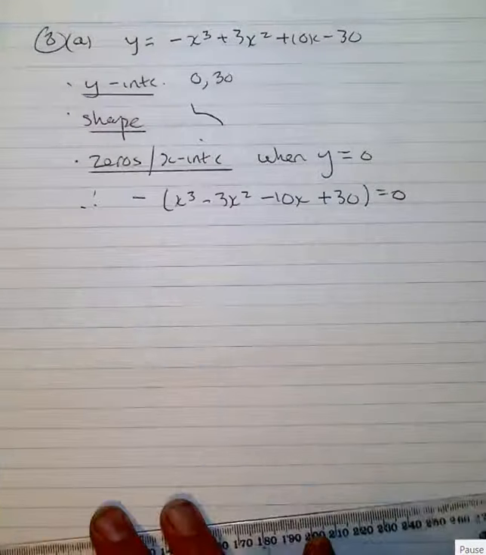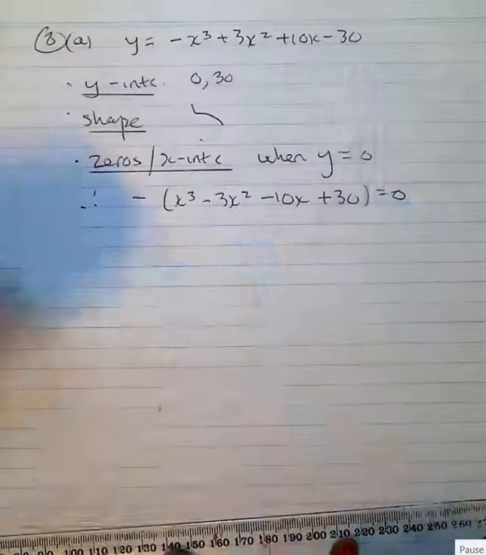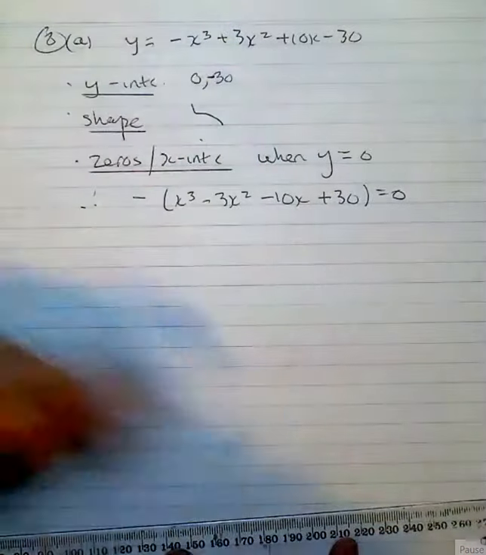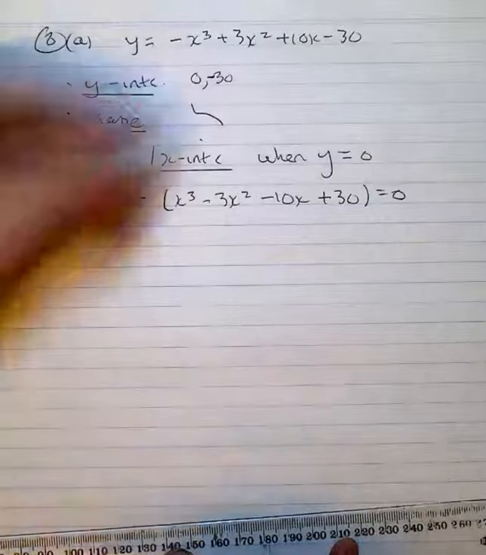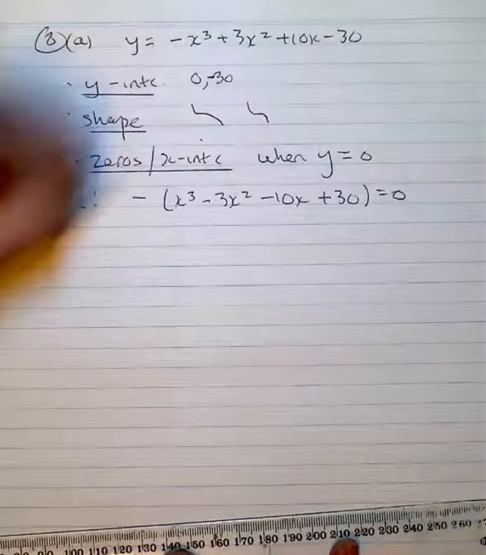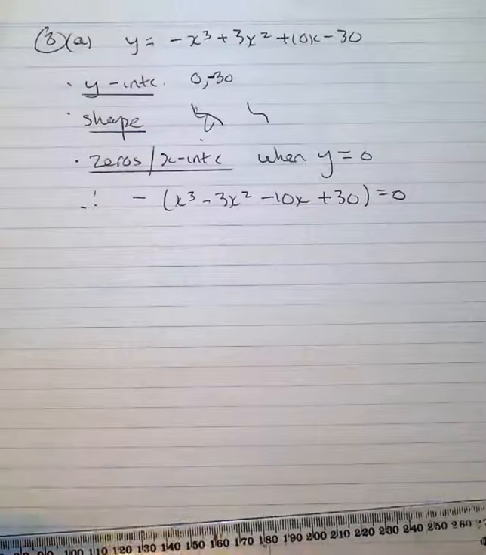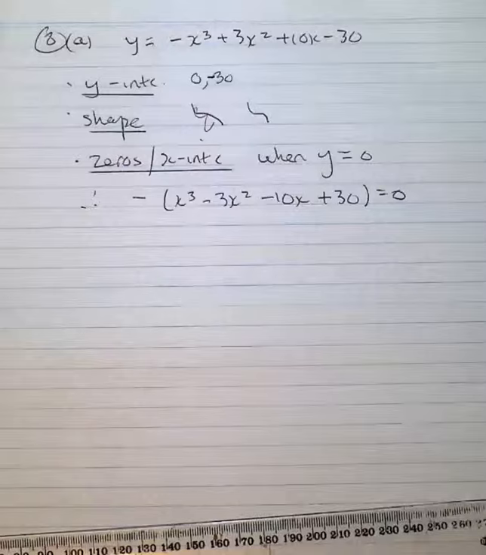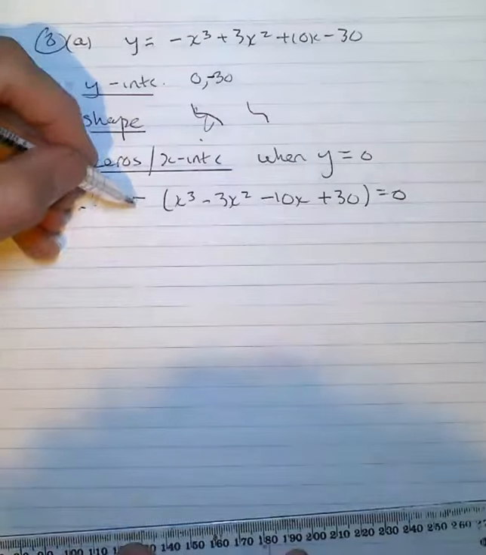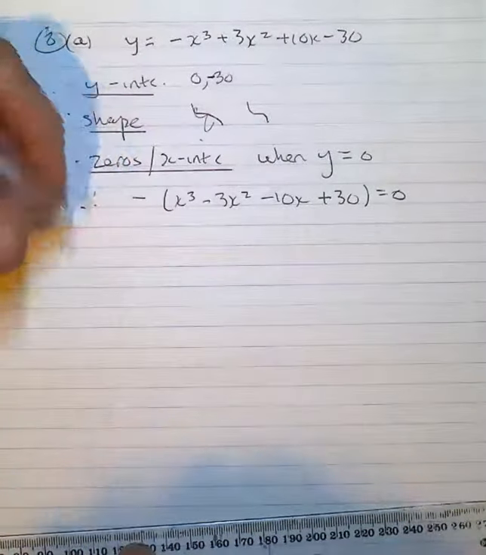In question 8a, you can quickly see that we've got a y-intercept of 0, negative 30. You'll have the shape, a bit more of a kink in that one. The zeros, or the x-intercept, y is equal to 0, a bit more work. I recommend strongly we take out the negative.